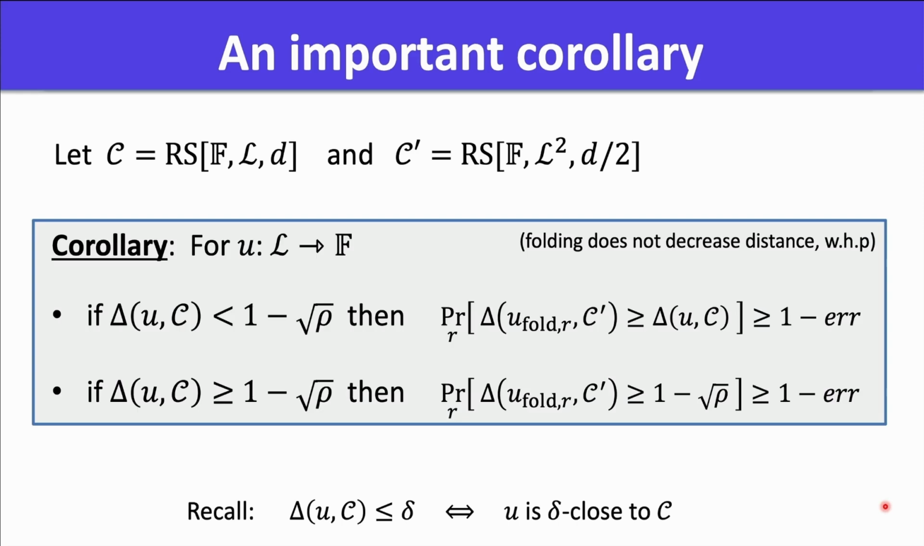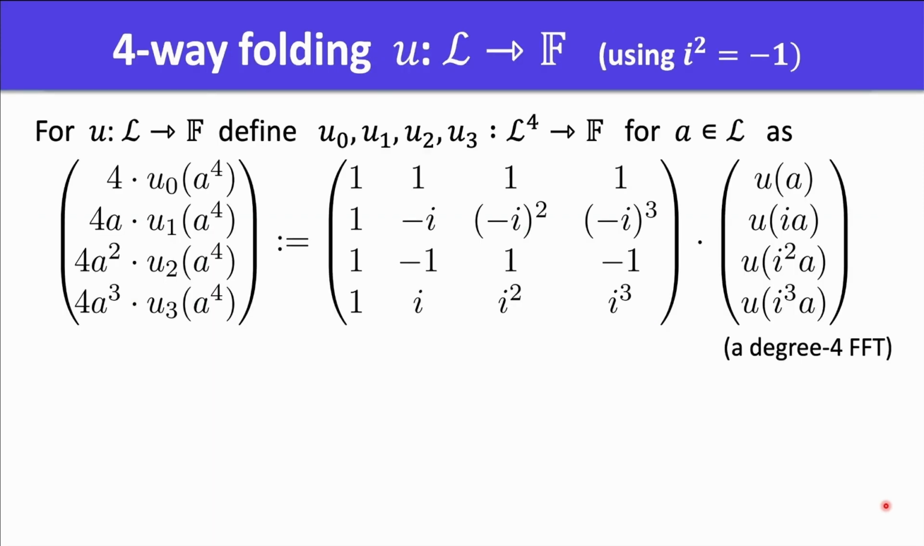Okay, so now just like we have two-way folding, we can also do a four-way folding, right? The way four-way folding works is instead of using a and minus a, we use a fourth root of unity. In other words, we need to use a square root of -1, which we'll denote by i. And the way four-way folding works is as follows.